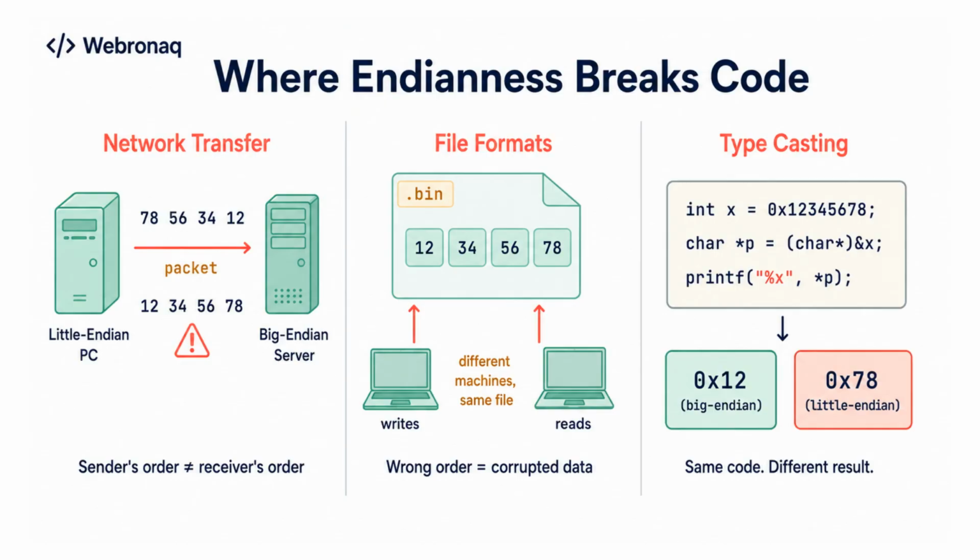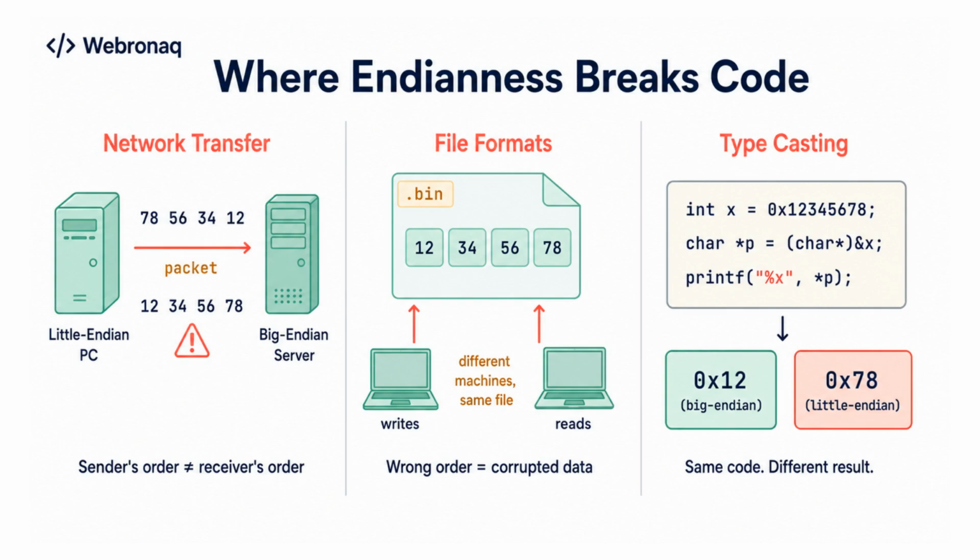You write 0x12345678 in your code. It leaves your machine as 78563412. The server reads those bytes in its own order and sees 0x78563412, a completely different number. This is exactly why every networking standard mandates big-endian as network byte order. Functions like htonl and ntohl in C exist for one reason: to flip bytes between your host's order and the network's order every single time.